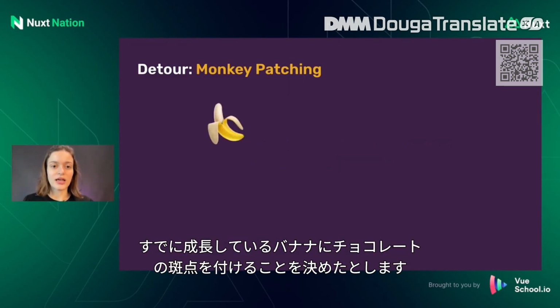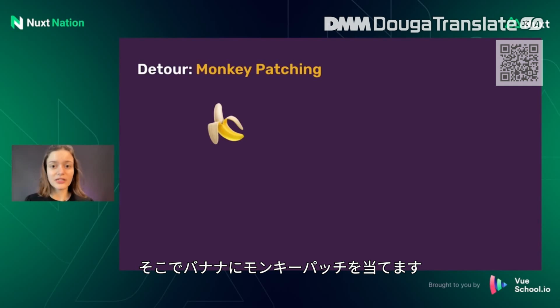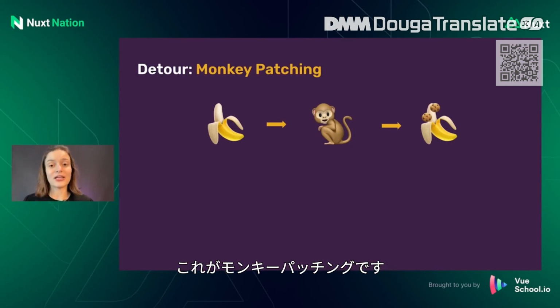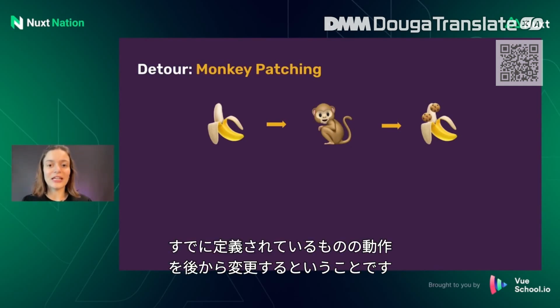So imagine having a banana, but it's already grown, so you decide to give it chocolate spots. So we monkey patch the banana, and after that, the banana has some chocolate spots on it. So that's monkey patching. You're changing behavior after something is already defined.